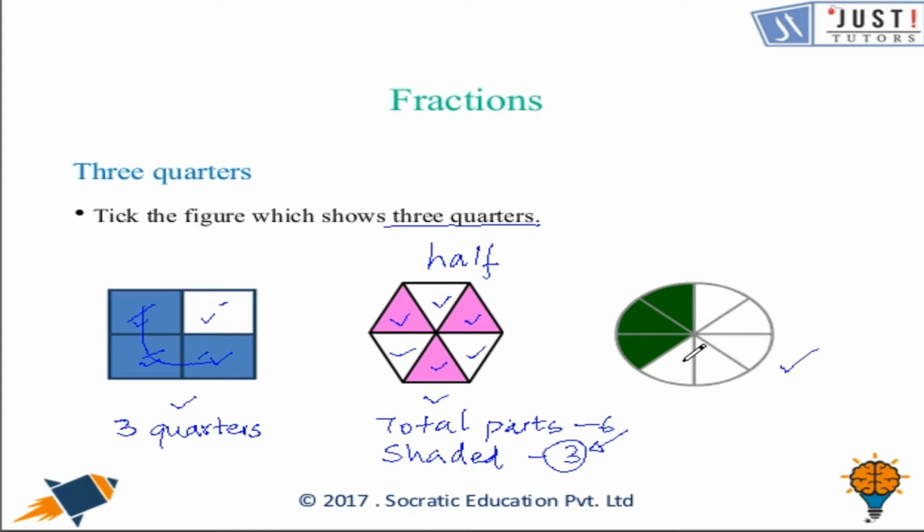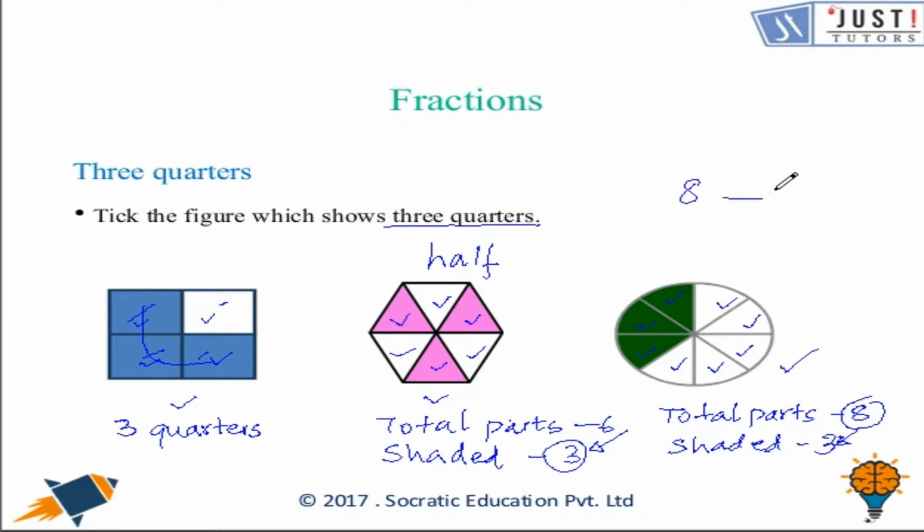Now look at the third figure. The circle has again been divided into equal parts. Let's count the parts first: 1, 2, 3, 4, 5, 6, 7, 8. So the total parts are 8, and the shaded ones are 3, which doesn't amount to anything. 3 is neither a half nor a quarter of 8. Half of 8 would be 4, and a quarter of 8 would be 2.